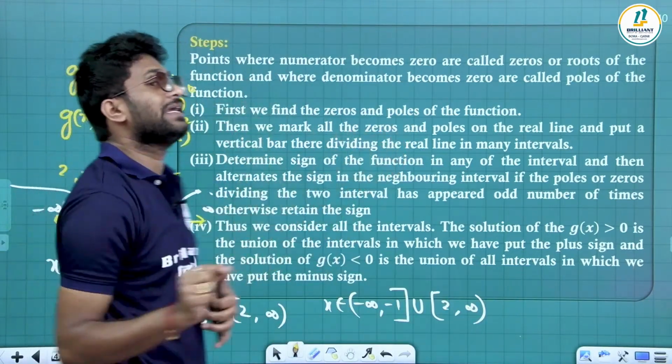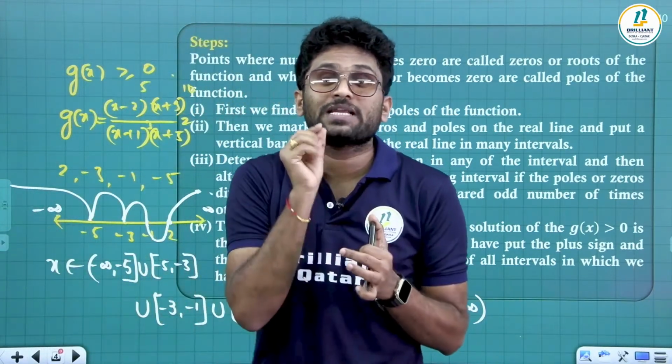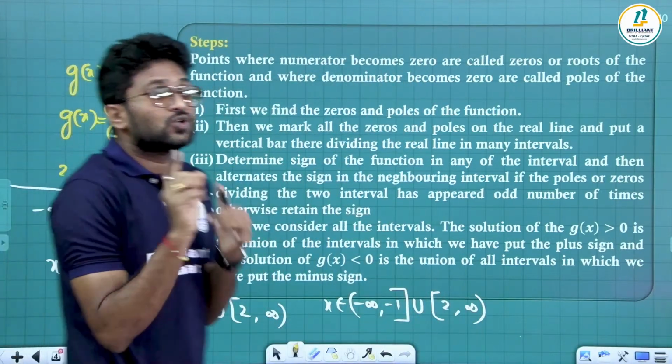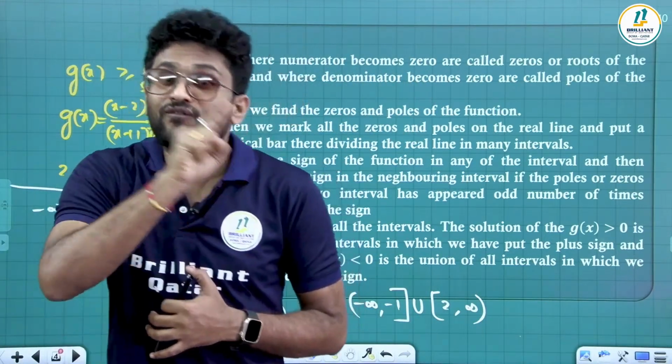Denominator poles shouldn't be included in the solution. That means the denominator values, these -1 and -5, should never be included in the solution.